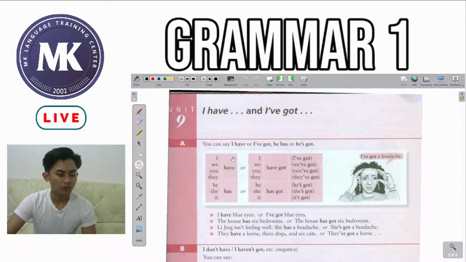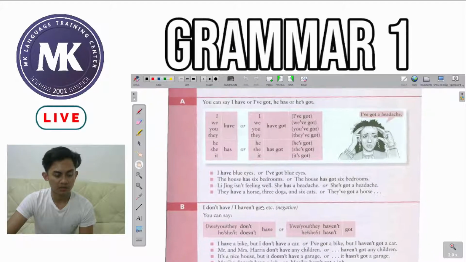Okay, so here we'll learn how to make a sentence using I have or I have got. So, when we make a sentence, we have to use these pronouns with have or have got: I have, we have, you have, they have. And for has, we should use he has, she has, or it has. Okay, now, we'll read the examples here in section A.